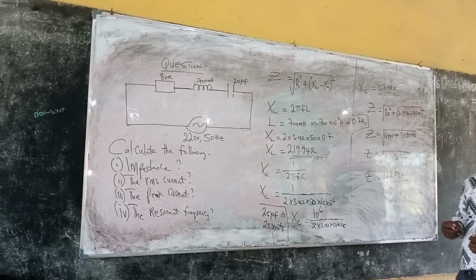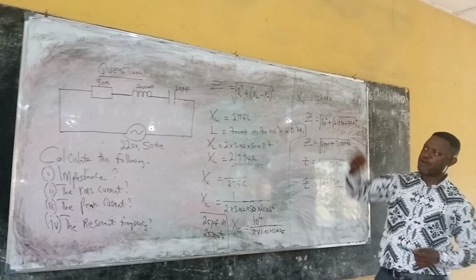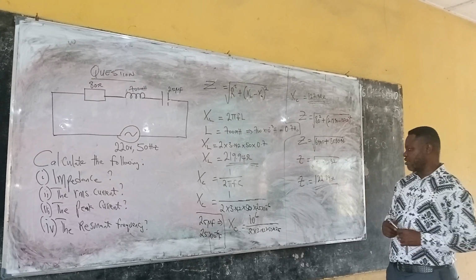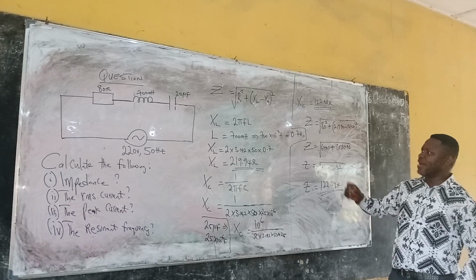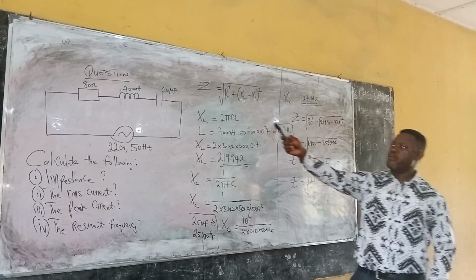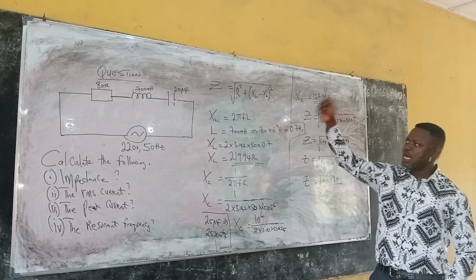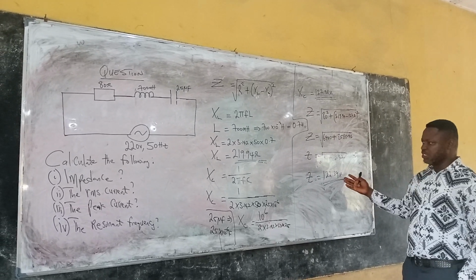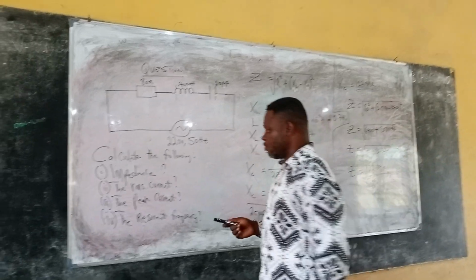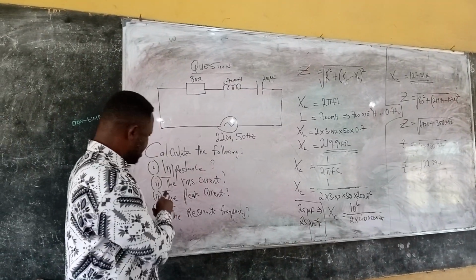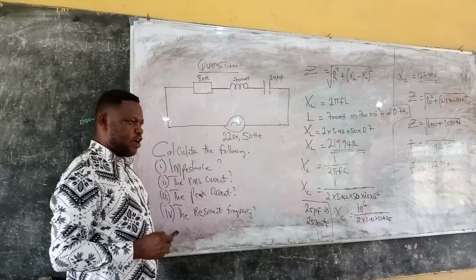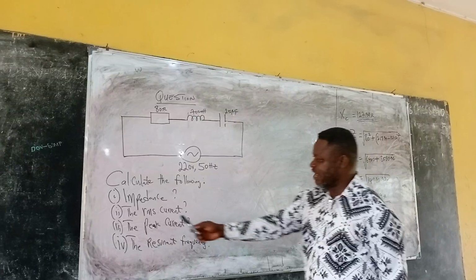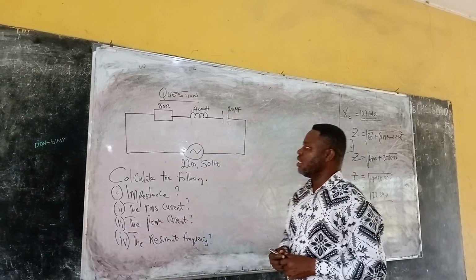That is the impedance offered by those three components to the flow of the alternating current in that circuit. So the impedance, which is the combined opposition by the resistor, the inductor, and the capacitor is 122.39. So this has been solved. So let's go for the next one. The next one was to find the root mean square current. We need to find the root mean square current.